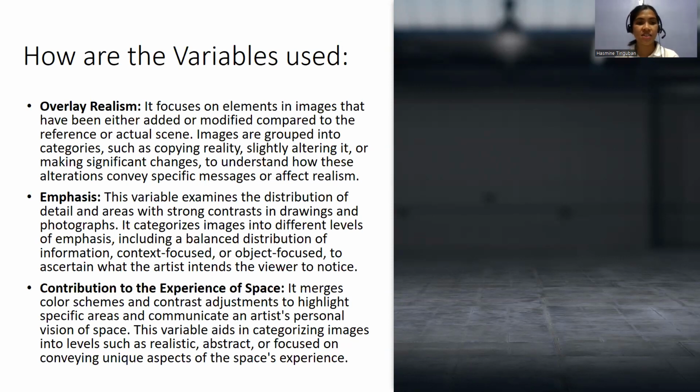Next is emphasis. This variable examines the distribution of detail and areas with strong contrast in drawings and photographs. It categorizes images into different levels of emphasis, including a balanced distribution of information, context focus, or object focus to ascertain what the artist intends the viewer to notice.